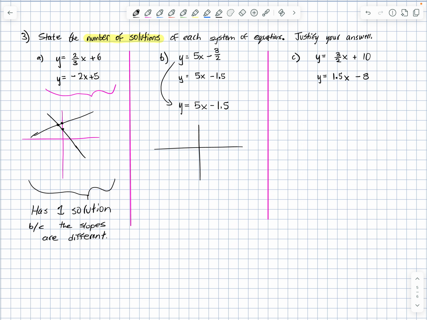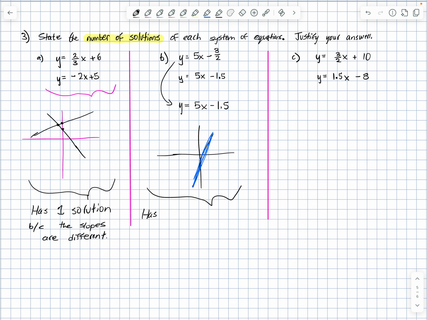So negative 1.5 is, let's say, roughly there. Again, I'm not drawing this to scale at all, but I'm just sketching this. So negative 1.5 is like, imagine somewhere there. And then 5x would be something like that. So literally that's y is equal to 5x minus 1.5, and then the second one would literally be the exact same thing, on top of that. So this is an example of something where we have infinite solutions.